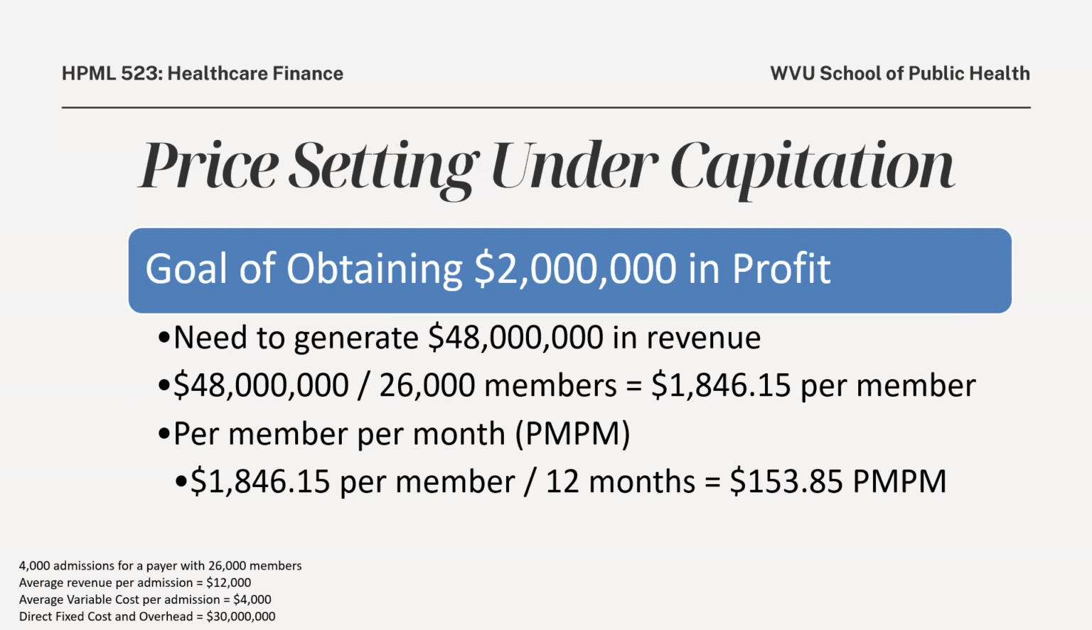But remember, for price setting under capitation, it's per member per unit of time. So for this example of per month, you'll take that per member value of $1,846.15 and divide it by 12 months to get a value of $153.85 per member per month that needs to be paid from that payer to the healthcare organization for them to be able to generate that revenue of $48 million.